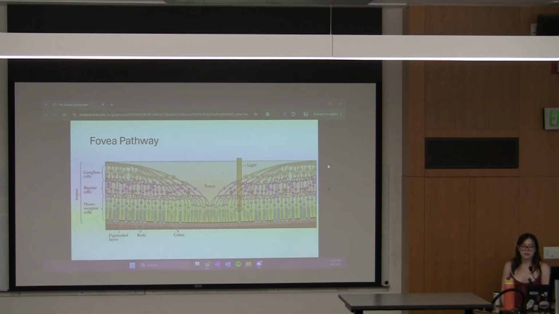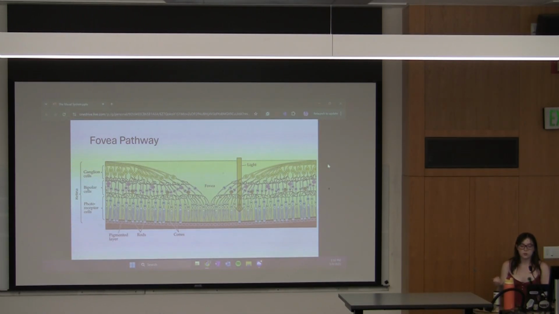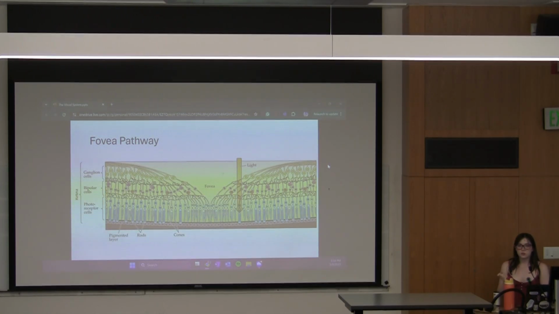Another thing to keep in mind is that there's a different pathway. Rods and cones are usually the last layer to receive light as it passes through, but for the fovea, it doesn't have to pass through blood vessels or other layers of the cells.